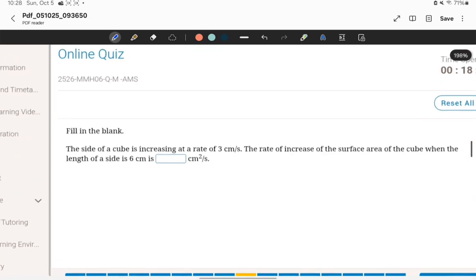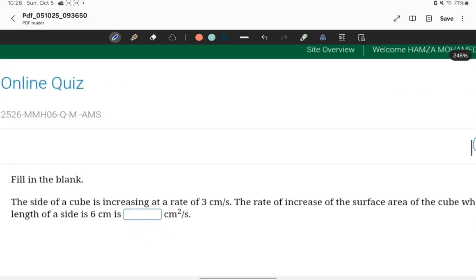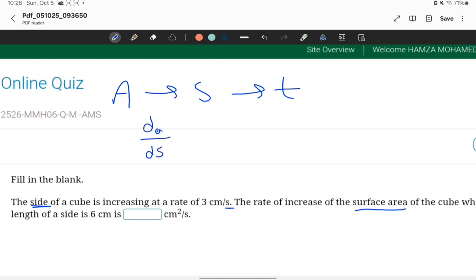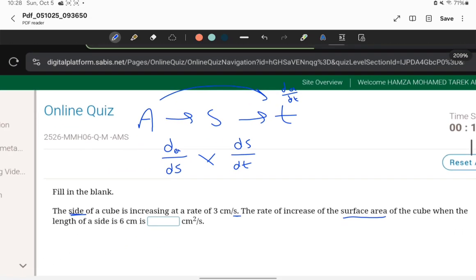Okay, number 9. Here's another rate question. So first thing I'm going to do is, again, see what depends on each other. The biggest thing we have is surface area, so I just write it as A. It depends on the side, and this side is increasing depending on time. So that means dA over ds times ds over dt gives you the whole thing, which is dA over dt.